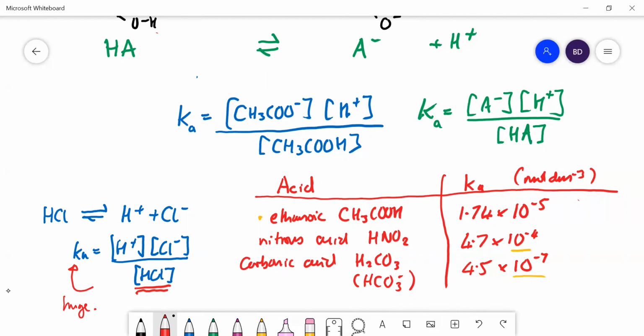So it's meaningless to talk about the Ka of a strong acid. If it's a genuinely strong acid, it should be infinity, but it's only meaningful to talk about the Ka of a weak acid.